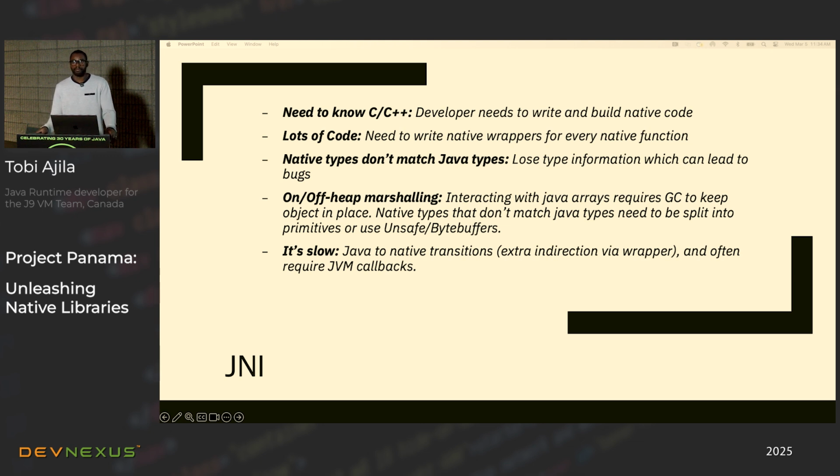Now, the issue with JNI is if you're a Java developer, you have to know C or C++, because in order to call the native library, you have to write a native wrapper in C or C++. The wrappers put you in a situation where you have to write a lot of code, because for every native function you want to call, you need to write a wrapper for that function. So if you're dealing with a big library, this is a lot of additional code that you have to maintain. And its only purpose is to just call the native function that you are actually interested in.